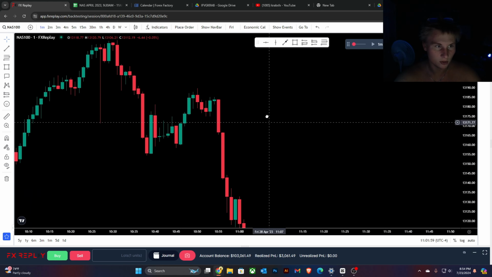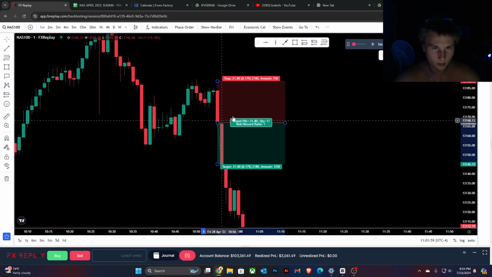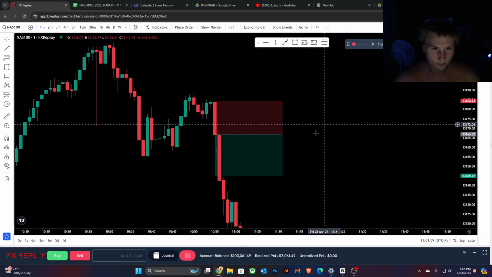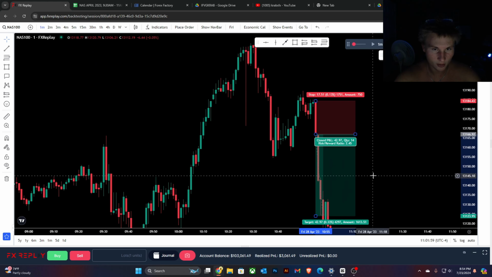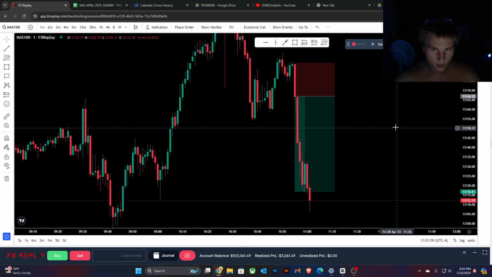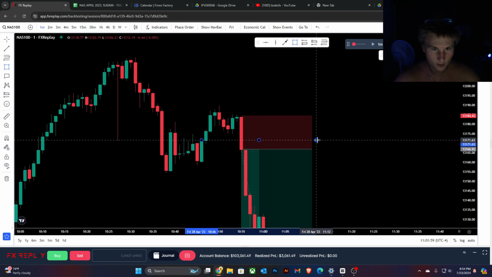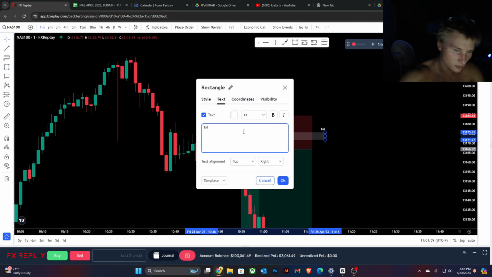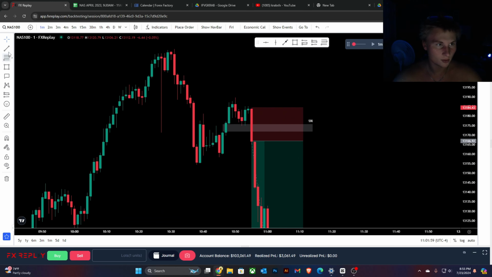For example, I'll just show one right here that worked in hindsight. Like right here, something like this. Target 1, target 2, and whatever target you want. But pretty much I'm just looking for a sweep of liquidity and an inverse fair value gap on the lower time frames, like right here.